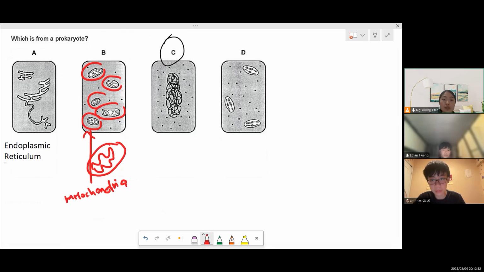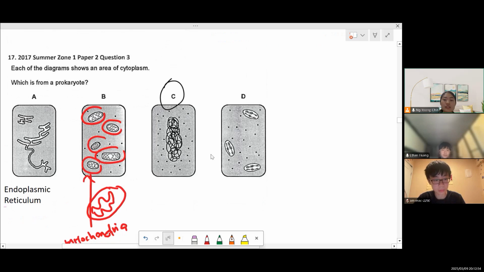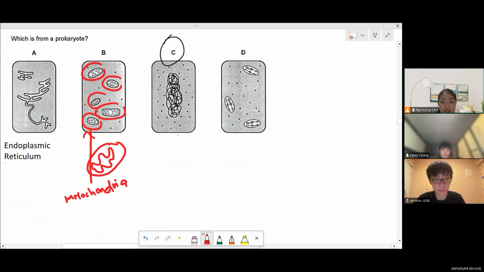Okay, then C is what? C is the DNA. In the prokaryote cell, you name it as circular DNA or naked DNA. Why does it mean circular? Circular because you see the DNA structure is in a circular structure, a round shape. And then it also means naked DNA.